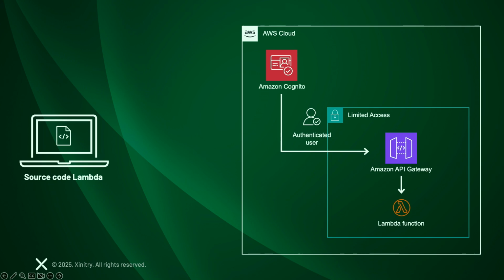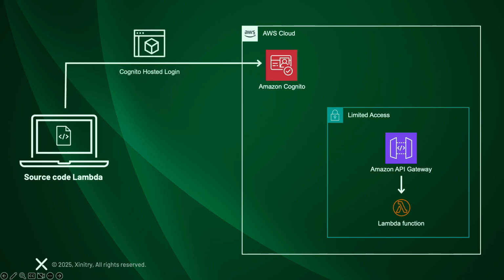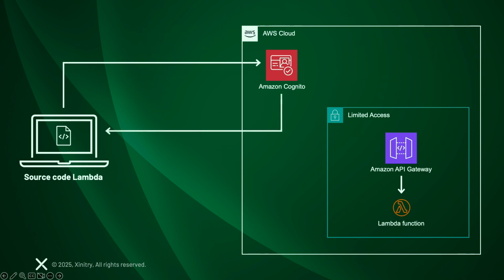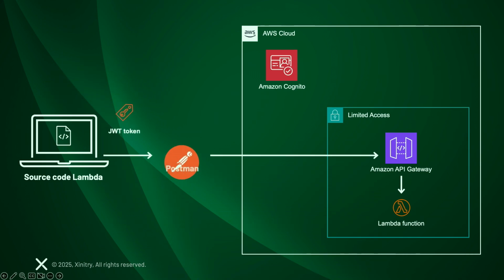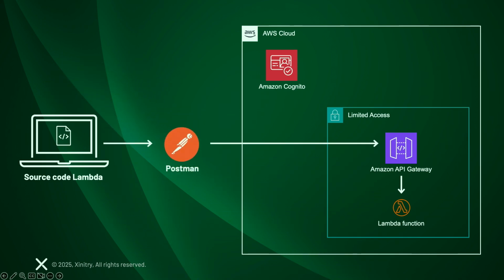The first solution, which technically works but is slow and tedious, is this. We request authentication from Cognito using the hosted UI. Cognito then logs us into our user and returns a JWT token. We then take that token, drop it into Postman, and make our request so the Lambda runs. The problem is that this takes a lot of time and you must do it again every time the token expires.